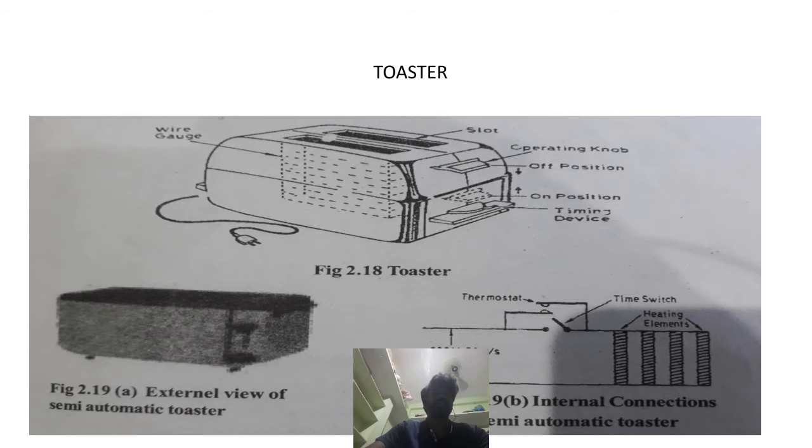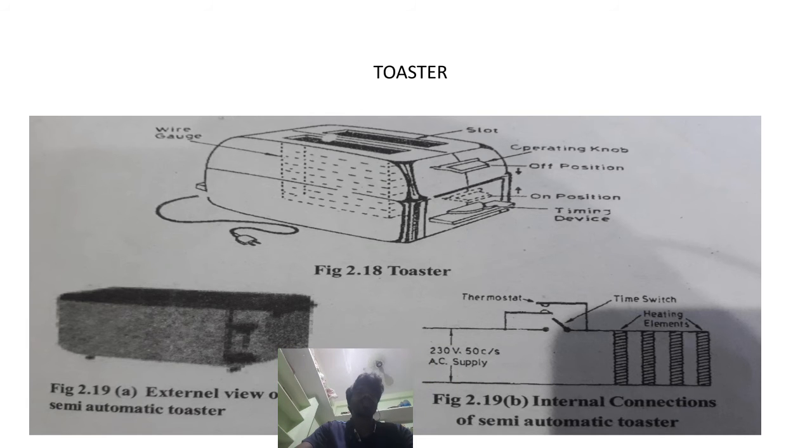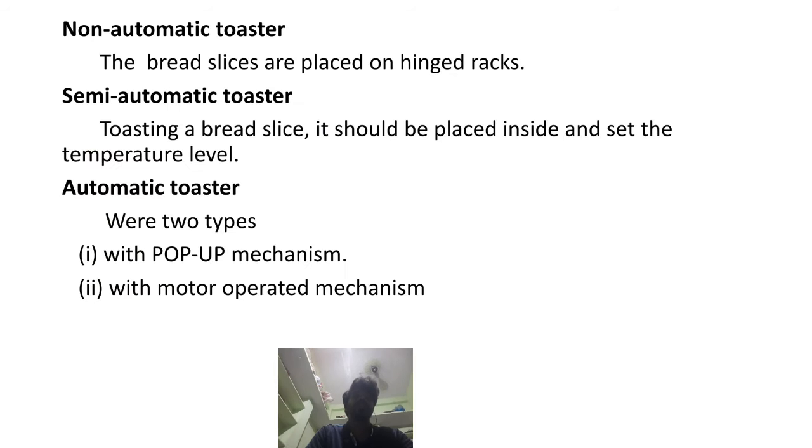Thermostat is there, along with the sandwich time switch. These four boxes are the heating elements. The supply given is 230 volts, 50 hertz AC supply to the toaster. Next, let's go to the types of toasters.